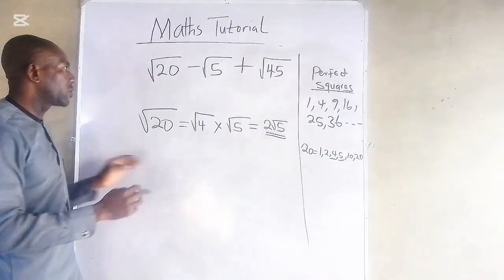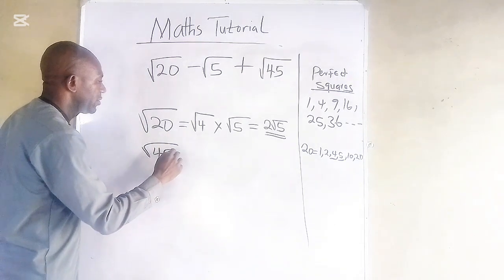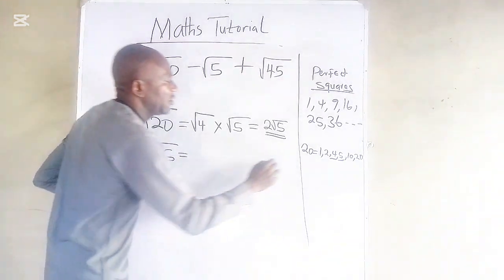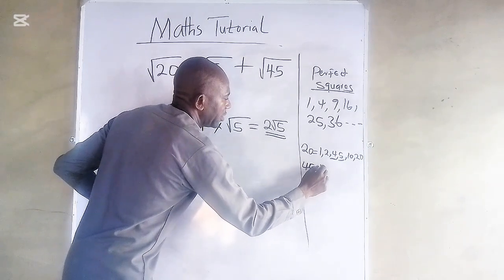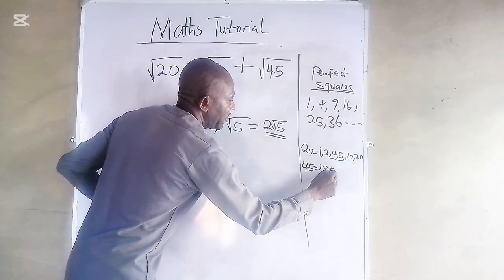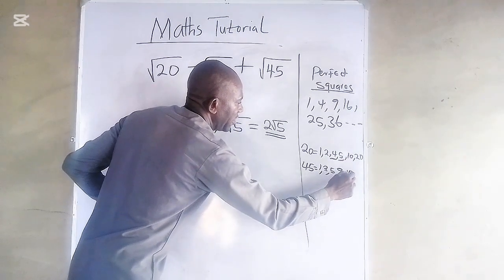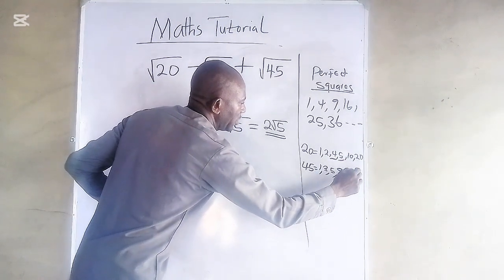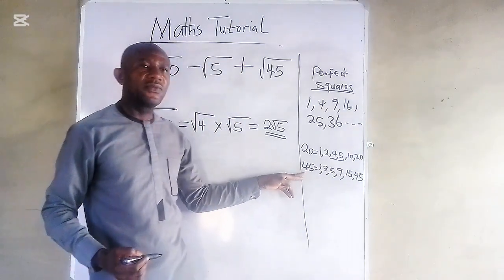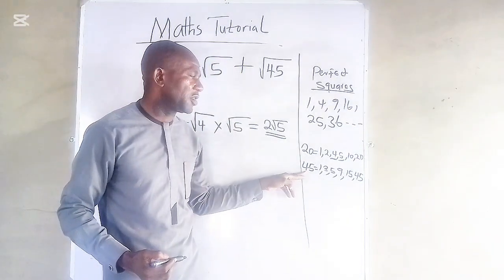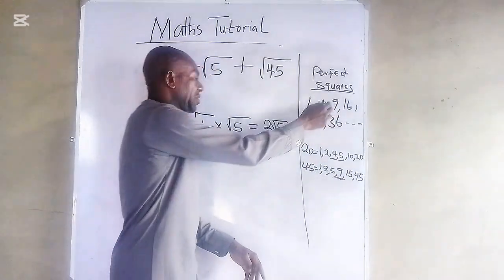We go to surd 45. Then surd 45 is equal to, let's get the factors of 45. This is what? 1, 3, 5, 9, 15, and 45. Now among the factors of 45, which one is the perfect square? The perfect square is 9, as you can see here.